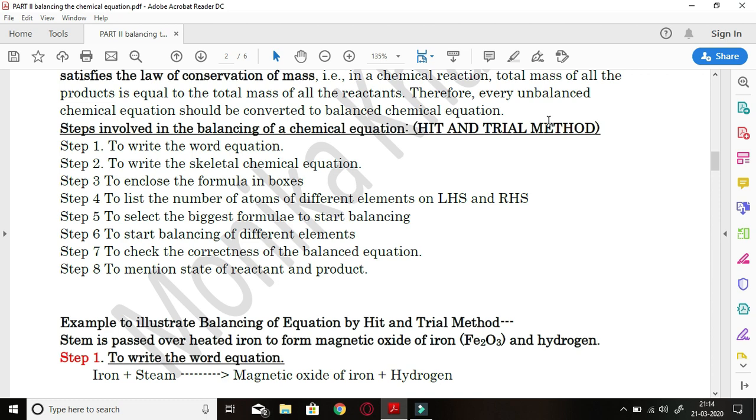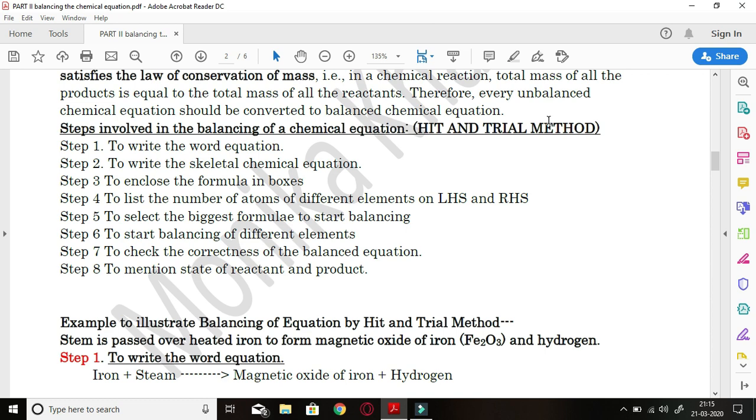Now, the first step is to write the word equation. Second is to write the skeletal chemical equation. Number three, to enclose the formula in boxes. Number 4, to list the number of atoms of different elements on LHS and RHS. Step number 5, to select the biggest formula to start balancing. Step number 6, to start balancing of different elements.